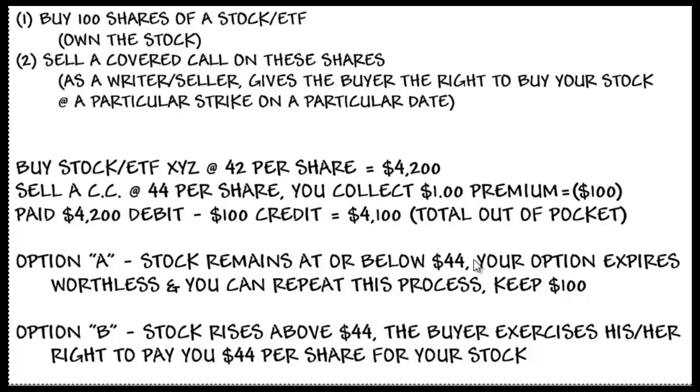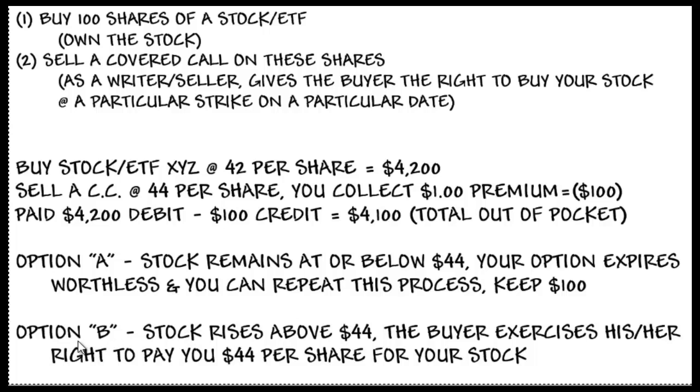So let's say that again. Our strike price was $44 per share. We bought the stock for $42 per share. As long as the stock stays at or below $44 per share, then our option will expire worthless, and we can repeat this process over and over again, and we will be able to keep the $100 premium that we hypothetically collected by placing this trade. So this would be the ideal situation. We will be able to keep our stock and do this over and over again.